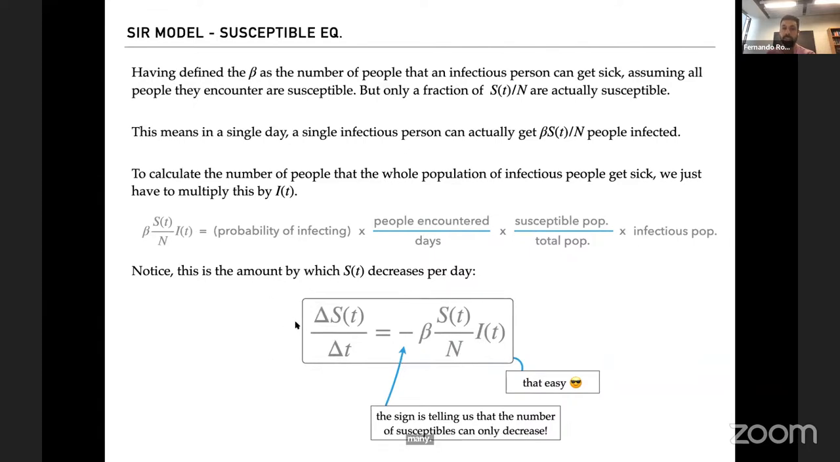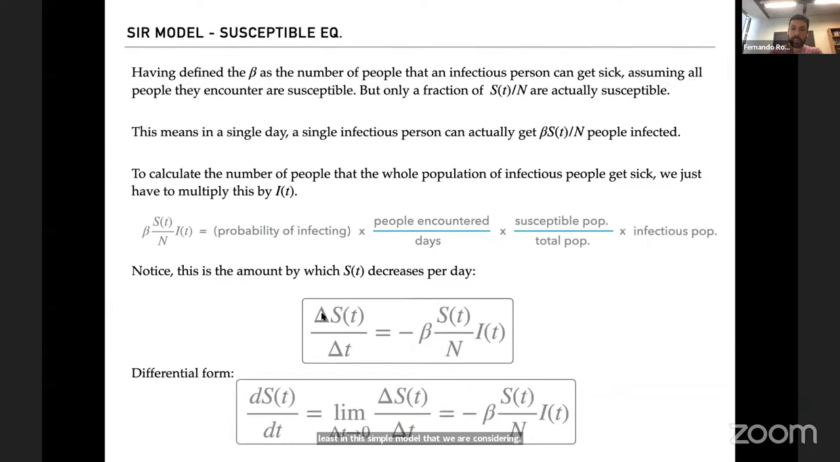Okay. And what this means is that the rate of change in the susceptible over time will be proportional to this whole factor. And the minus sign here tells us that susceptible people can only decrease, in the sense that if you're susceptible, then you can only get sick. And once you've been sick, then that's it. You will always recover and develop immunity, at least in this simple model that we are considering. Of course, this is a rate. So you can think of this as a finite change over some particular day or something like that.